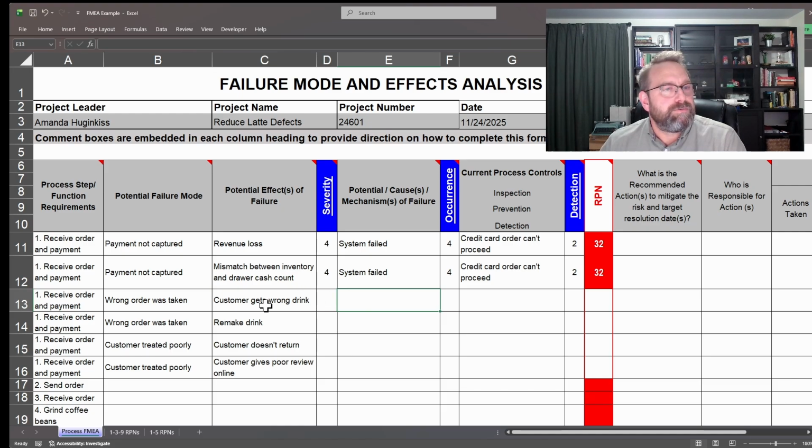We'll do one more. Let's do wrong order was taken. So the cashier types in the wrong thing, puts down an Americano instead of a latte. The customer gets the wrong drink. How severe is that? The customer got the wrong drink. That probably is the most severe. So let's give that a 5. The mechanism, order misentered.